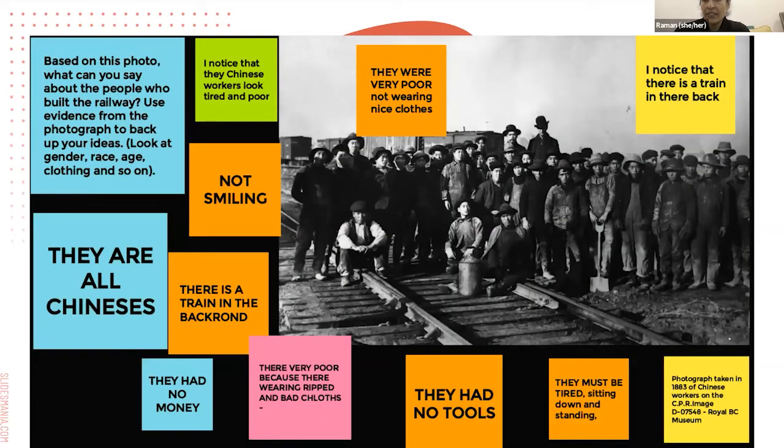And then this was the last photograph that they looked at. And we did model with the first picture what to do. And then they went further into doing the rest of the Jamboards and making further inferences. Some just made observations, so looking at what their clothing was, what they were wearing. And this photo was taken in 1883 and taken from the Royal BC Museum archives. So that was the starting point in terms of the lesson.